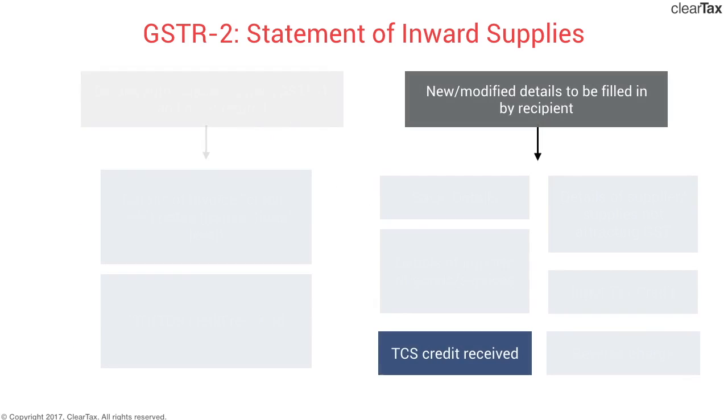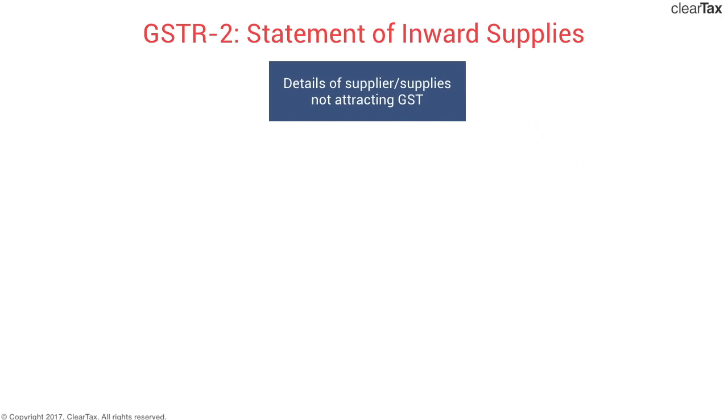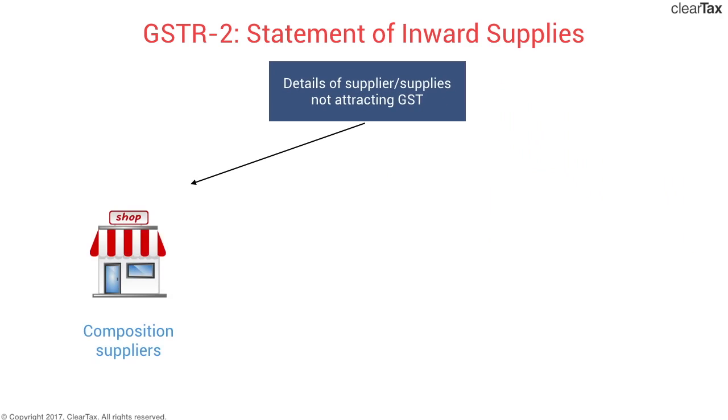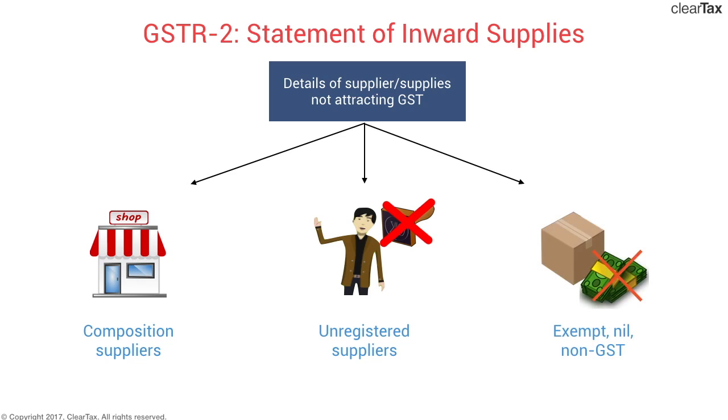Next, the details related to supplies on which the supplier is not required to collect any TDS. What could these be? If the supplier is someone who's opted for the composition scheme, then he is not required to collect TDS. If the supplier is unregistered, or if the supplies itself are exempt or nil rated, or they are non-GST supplies.